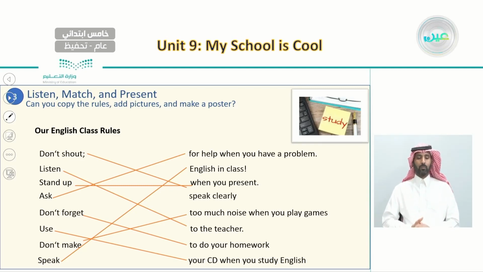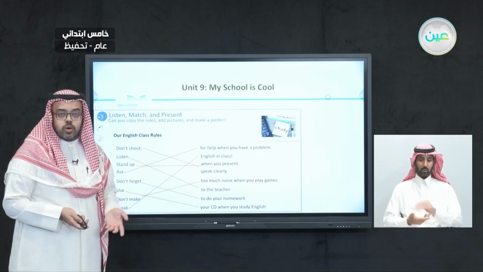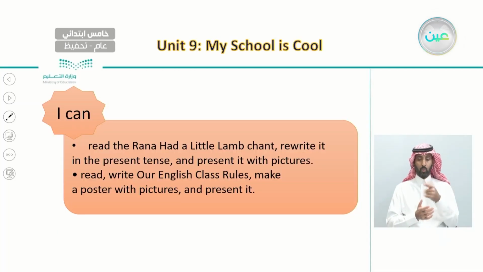So here we have all of these eight rules for our English class. Keep them in mind always because they are important when we enter our English class. To speak English, to never forget our homework, and also to listen to the teacher and ask for help if we want to. Now, at the end of this lesson, it's important that you read the Rana had a little lamb. Try to write it in the present and also present it with pictures if you like. And also read and write our English class rules. You can make posters with pictures and present them to the teacher.